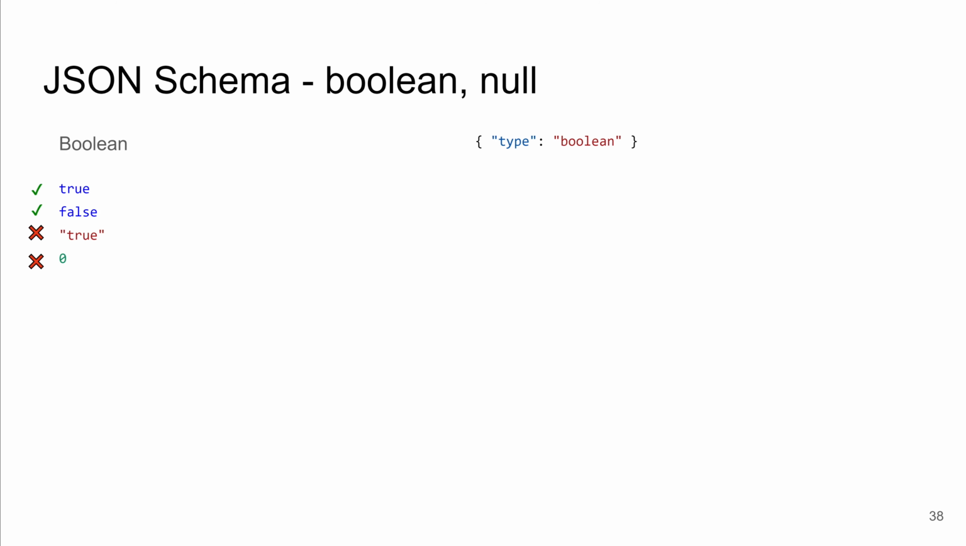True as a string or a number, 0 is invalid. And then there is the null value. So if we say that a specific key has the type null, it means that nothing else than a null value can appear in its place in the JSON instance. So this is a way of enforcing that some value is always null.